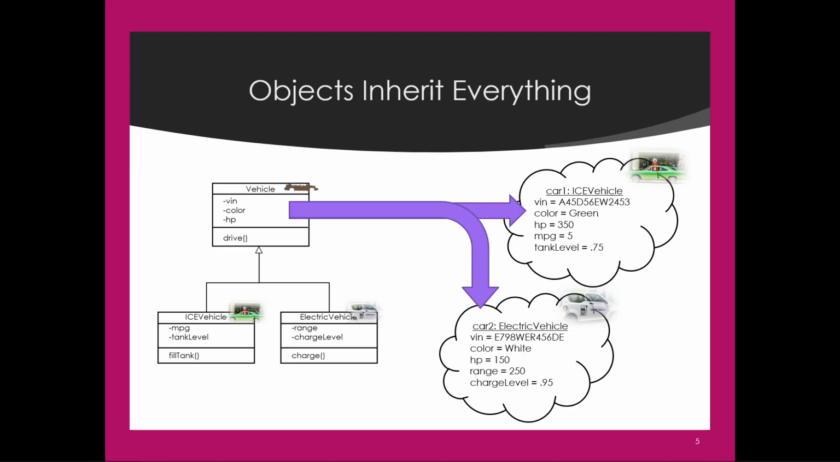Obviously, these two cars have different VIN numbers. One's green, one's white, and they each have a different amount of horsepower that's available to them. In this case, the electric vehicle has lower horsepower because it's a tiny little electric vehicle we're showing. But it has unique values based off of both what the child defines in the class and also what the parent defines in that class.